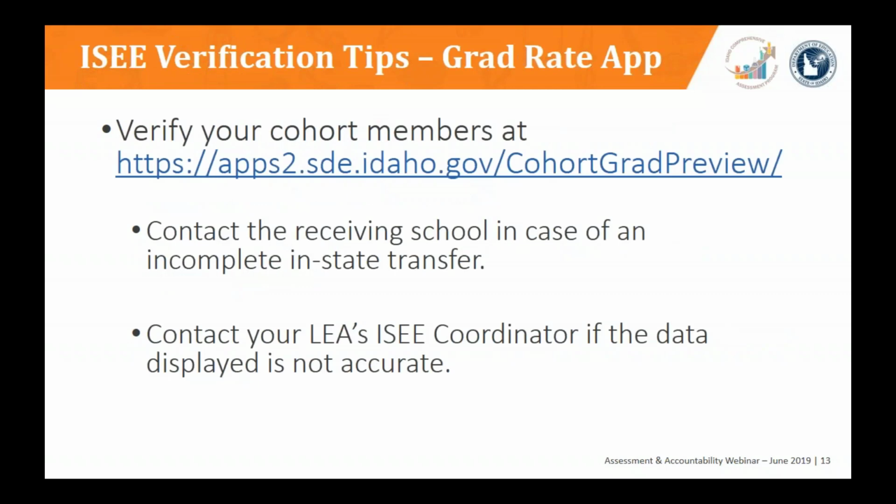Just another verification tip, we do have the cohort grad rate preview application. You can also look at your data as you are finalizing your IC report for June and identifying students who have graduated. If a child is still part of your cohort and you thought they transferred to a different Idaho public school, you can verify that. If you see them still in your list, you could contact the receiving school.